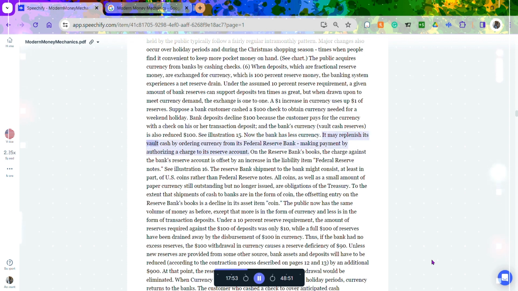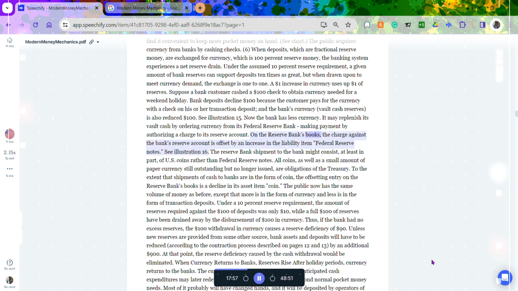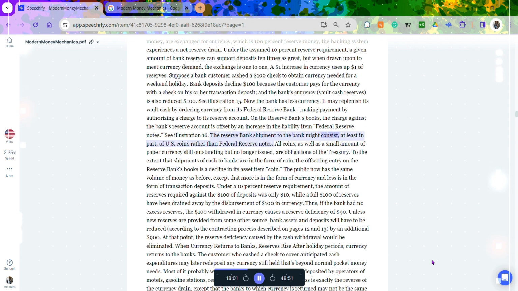It may replenish its vault cash by ordering currency from its Federal Reserve Bank, making payment by authorizing a charge to its reserve account. On the Reserve Bank's books, the charge against the bank's reserve account is offset by an increase in the liability item Federal Reserve Notes. See illustration 16. The Reserve Bank shipment to the bank might consist, at least in part, of U.S. coins rather than Federal Reserve notes.